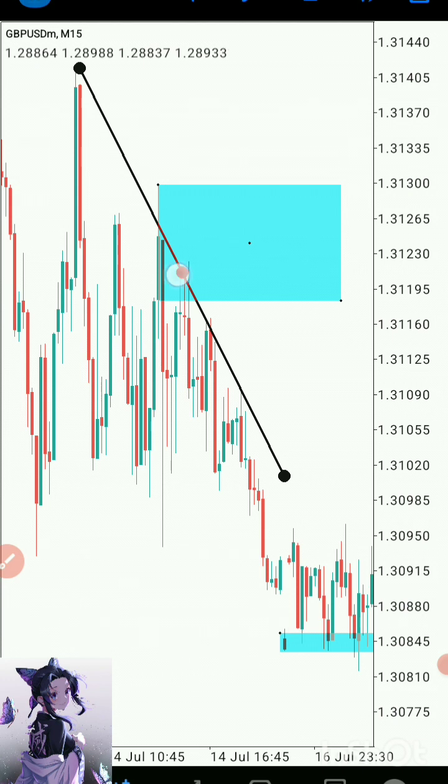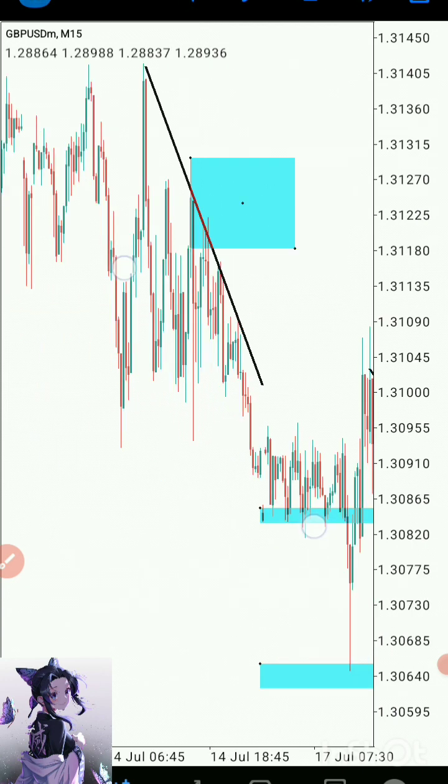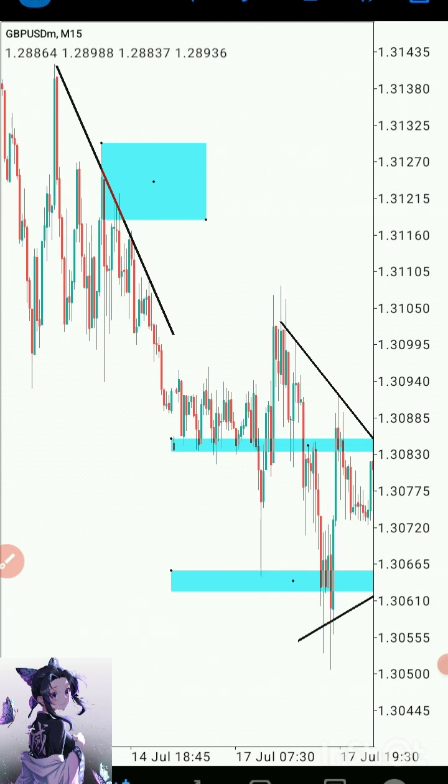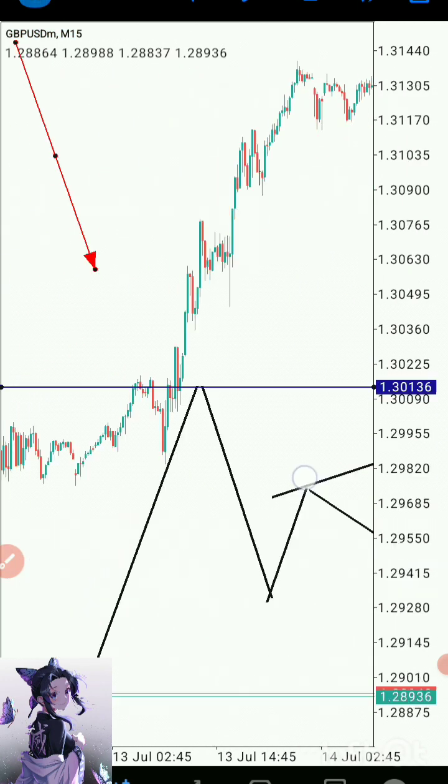Okay, now, you're gonna sell. Look how many pips we've caught if you sold on this area. Just look at this. Okay, now let's look at another example.